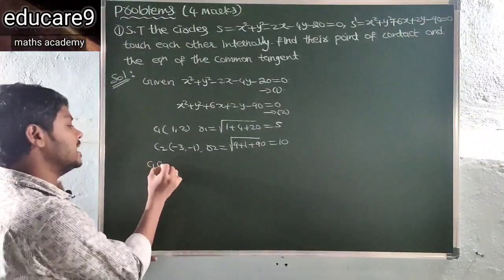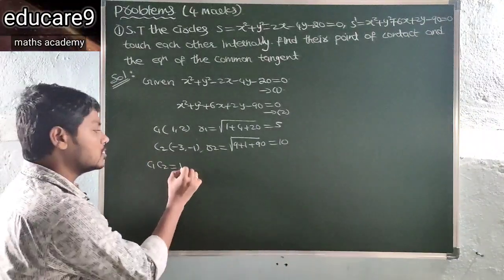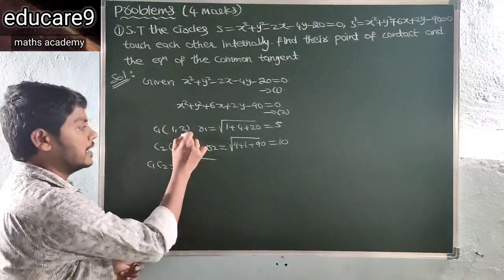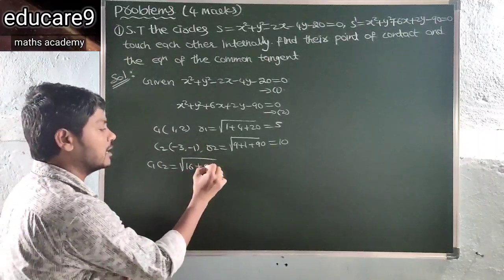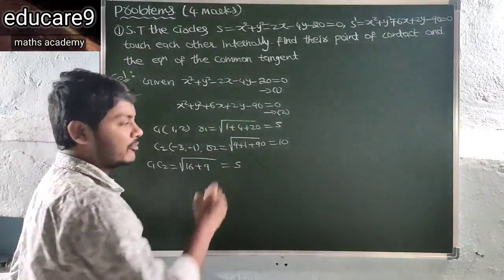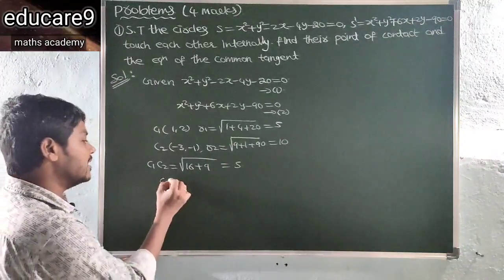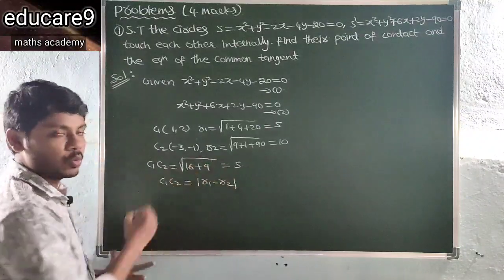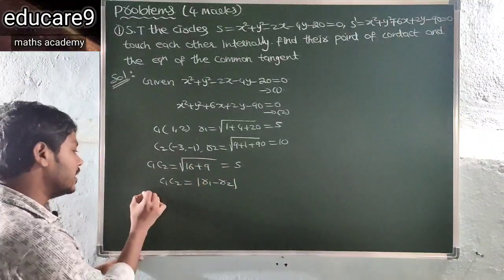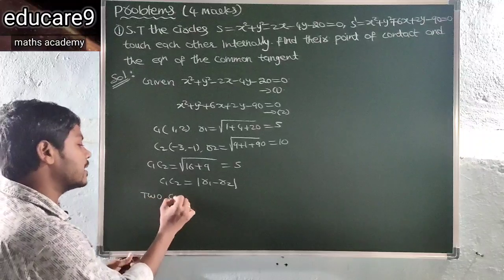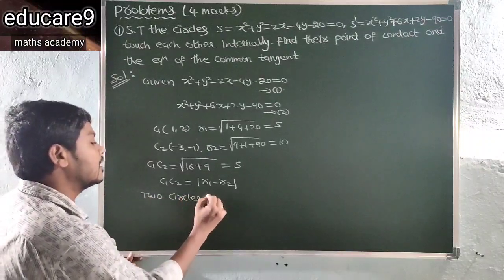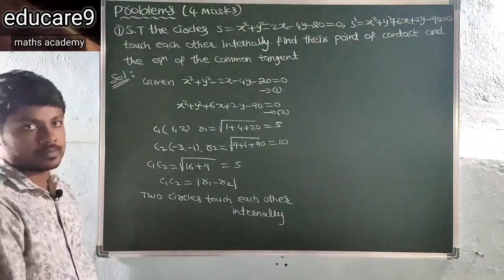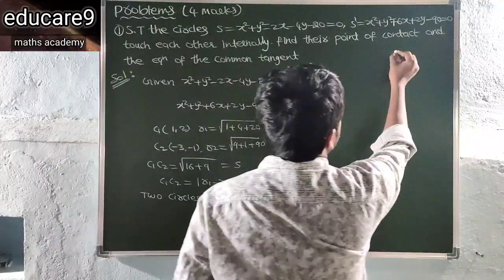Now find the C1 C2 distance. That is square root of (1 plus 3) whole square, that is 16, and (2 plus 1) whole square, that is 9. So clearly we will get 5. Therefore C1 C2 is equal to modulus of R1 minus R2. So clearly the two circles touch each other internally.